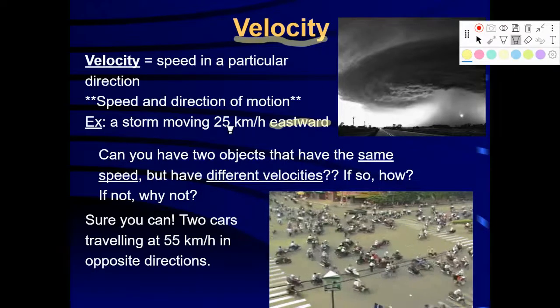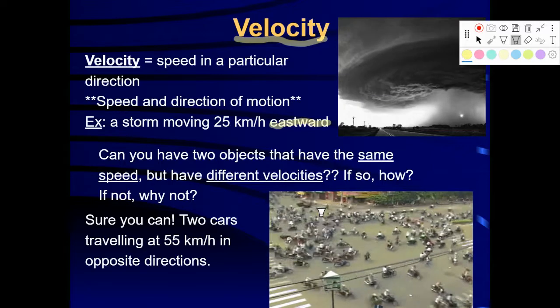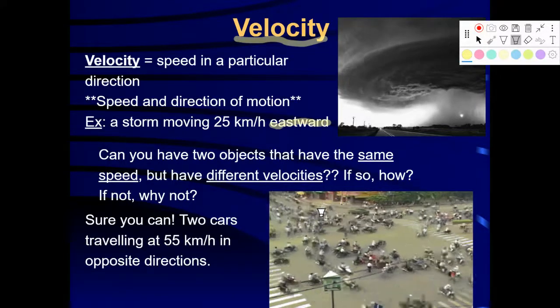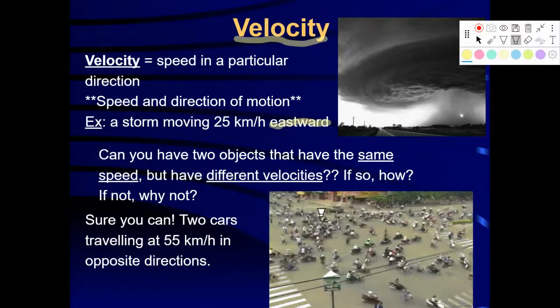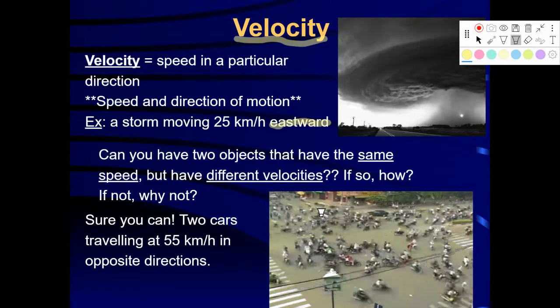Can you have two objects that have the same speed but have different velocities? If so, how, why, or why not? And this GIF that I included right here actually shows you the answer. You see, this actually looks hectic, right? This is almost like Austin traffic, but you see people moving in all kinds of directions. And so the answer is yeah, you can have the same speed but different velocities.